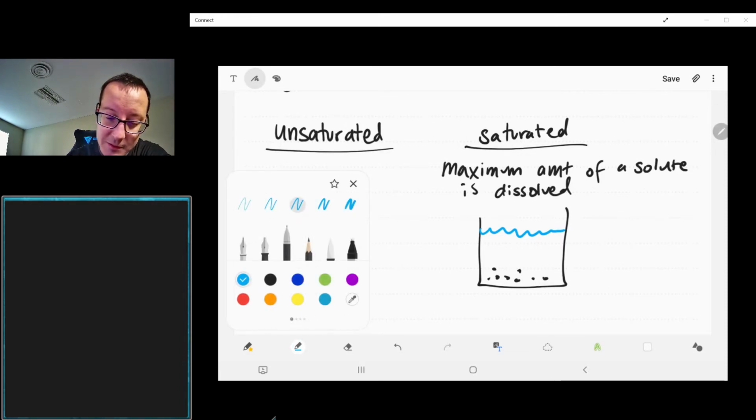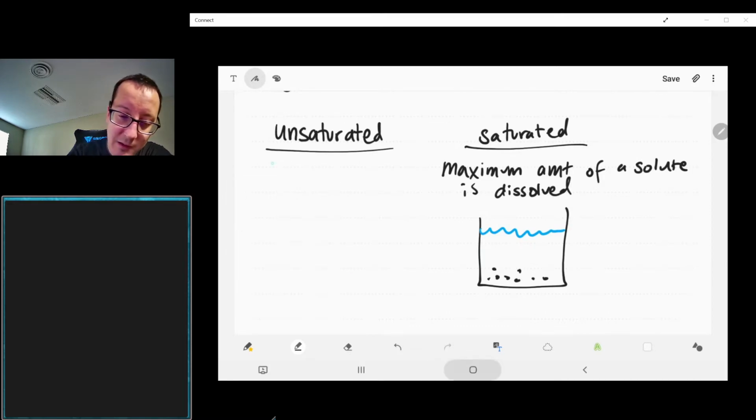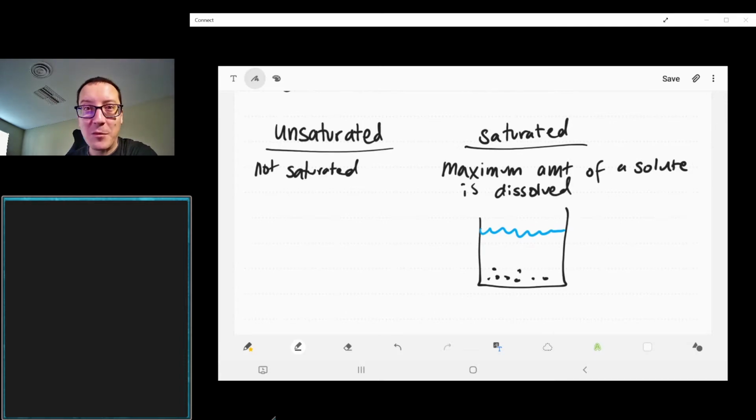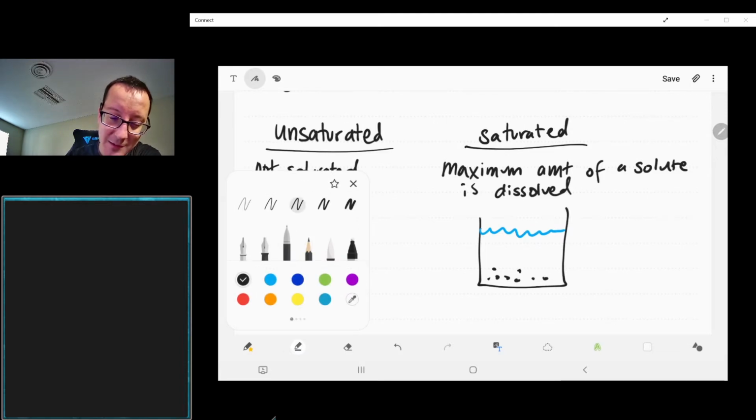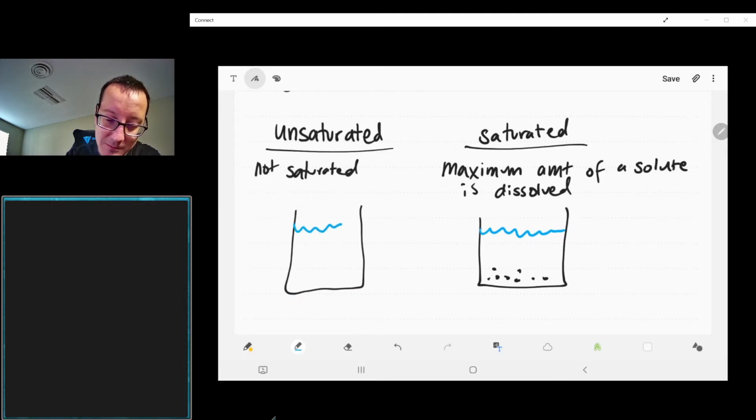An unsaturated solution, on the other hand, means it is not yet saturated. Suffice it to say, using the definition of saturated to explain unsaturated, it means you don't have the maximum amount in there. So you could dissolve more if you wanted to. And so that one is just going to look like a plain old regular solution.